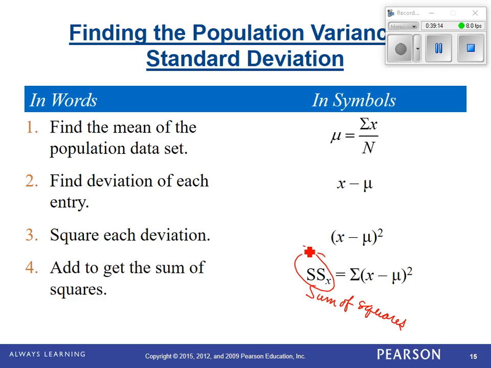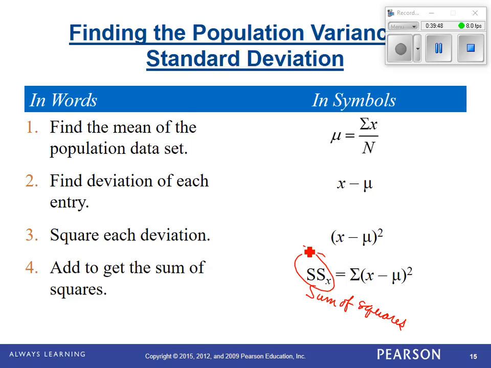Then what we're going to do in here is subtract that from each x. 1 minus 3.5, negative 2.5. 2 minus 3.5, negative 1.5. 3 minus 3.5, negative 0.5. 4 minus 3.5 is 0.5. 5 minus that is 1.5. 6 minus that is 2.5. When we add all those up, it's going to end up being 0, so that doesn't really help us. So we don't really have to do that.